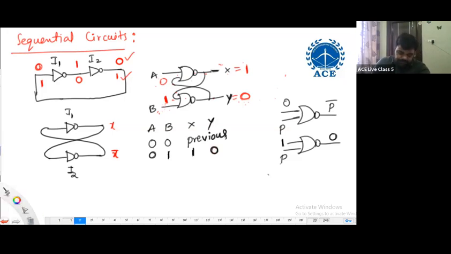Correct? Now, if I apply AB = 1, 0, let us see what happens. If I apply 1, 0, A is 1, B is 0. What will be XY? Which one should be analyzed first?